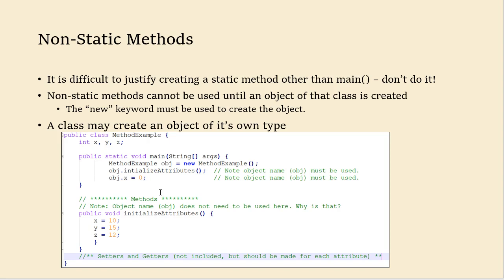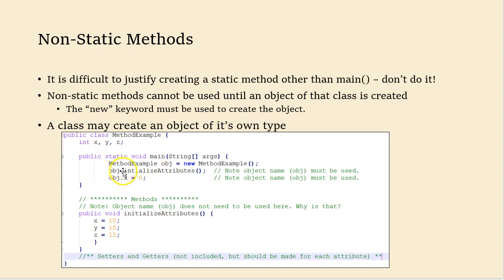How do you know you created the object? The new keyword. So here I've done a silly class, as most of the examples are. Public class MethodExample, and it's got attributes X, Y, and Z. And inside of main, the first thing I do is I actually create an object of this class. MethodExample obj equals new MethodExample. Obj is my generic name that I use for objects in examples. If I have more than one, it's obj1 or obj2, whatever. So MethodExample obj equals new MethodExample. Now I've created an object of this class and I can use the method.